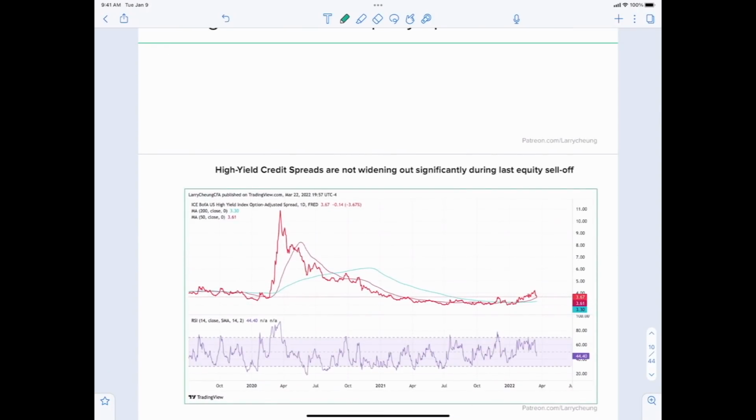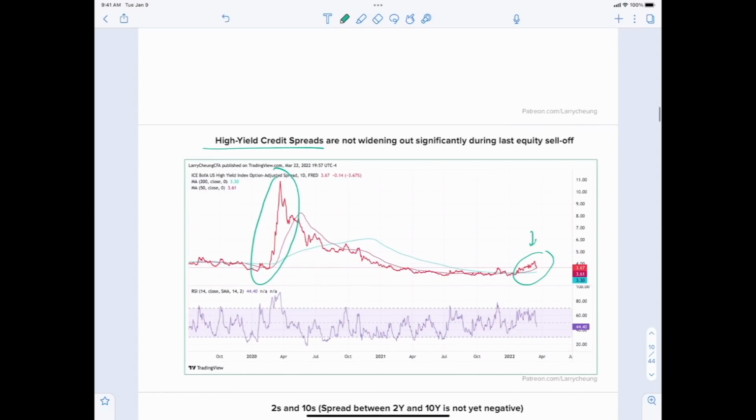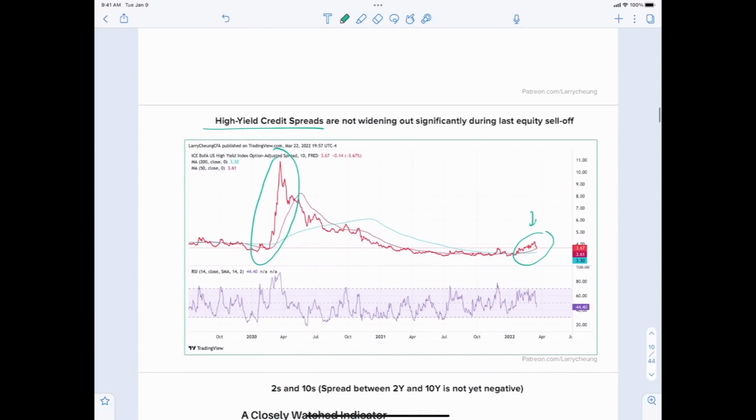Now, in previous downturns, like the coronavirus crisis that happened in March 2020, we have a metric called high-yield credit spreads widening significantly during times of turmoil and market stress. We can see that the latest correction that the NASDAQ and the S&P 500 experienced did not cause credit spreads to widen out as significantly during this latest market sell-off.